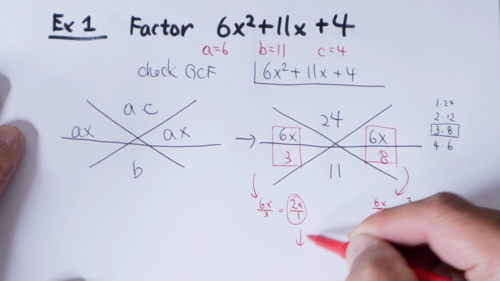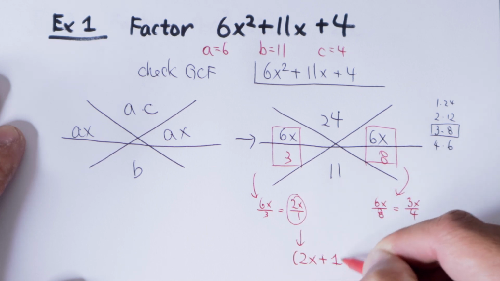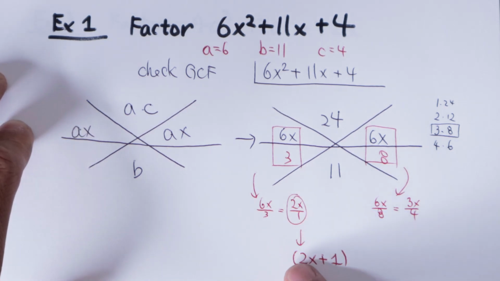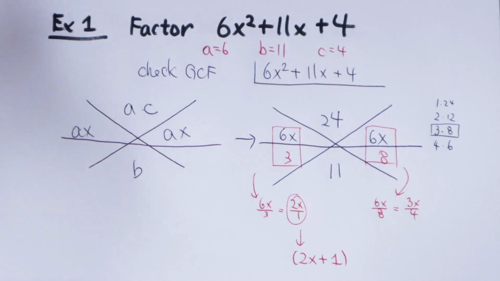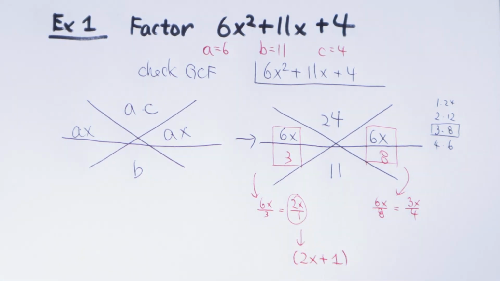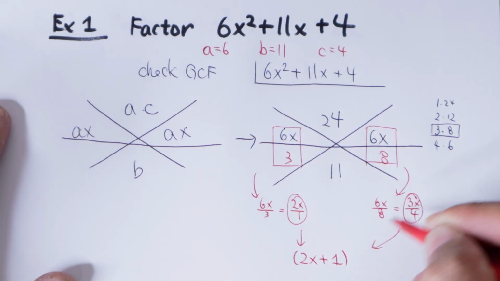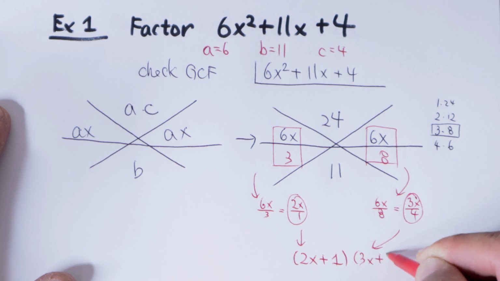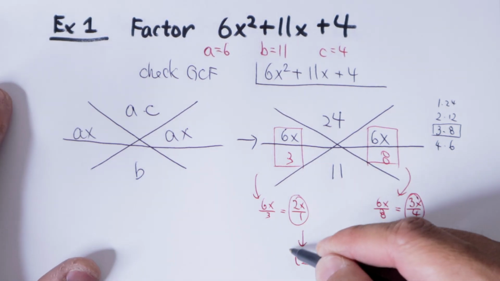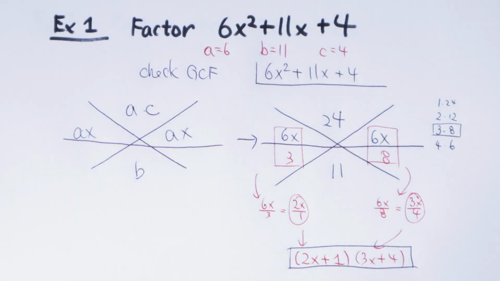So, what does that mean? If it's 2x over positive 1, it becomes 2x plus 1. How do I know it's a plus? Because the 1 is positive. How do I know the 2x is positive? Because the 2x is positive. So this fraction becomes one of your parentheses, which is 2x plus 1. What about the other parentheses? Same thing. 3x is positive, 4 is positive, so the other parentheses is 3x plus 4. And this is the factored form of 6x squared plus 11x plus 4.